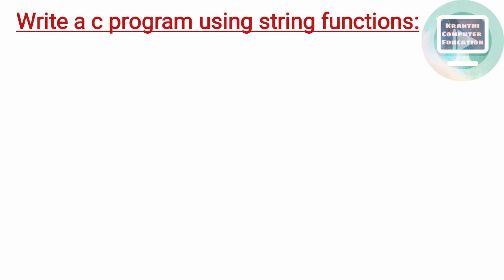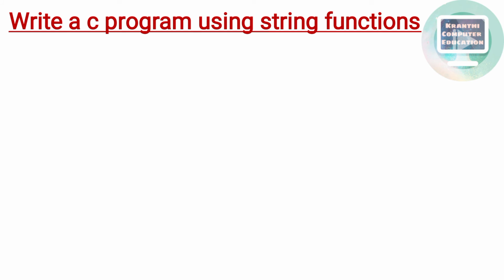Next we will write a C language program using string functions. Let us write now. #include <stdio.h>, #include <string.h>. Why do we have to use string.h? All the predefined string functions are available in the string.h header file, which is why we include it at the beginning of the program. Int main, opening brace. Char string1 equals "good", string2 equals "morning", and one more string variable, string 3, which is empty. I am not assigning it any value.